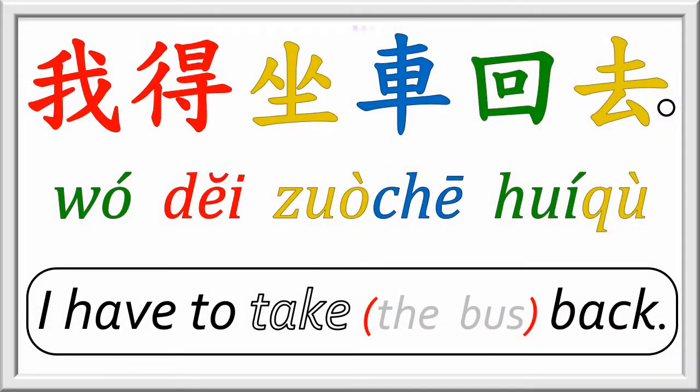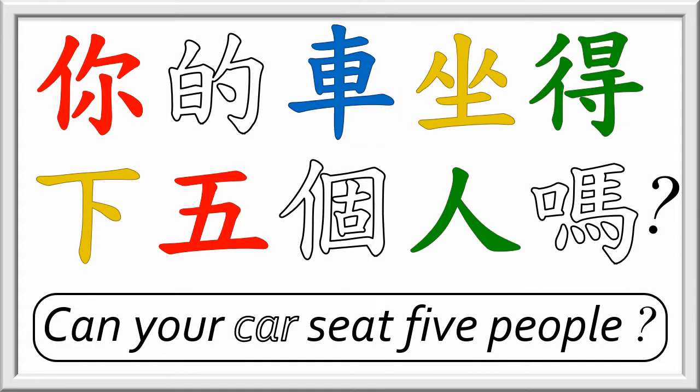In English, we take or ride a car, bus, or train. In Chinese, if you're not the driver, you simply sit in the vehicle. 坐车. 我得坐车回去. I have to take a bus or a train back. 你的车坐得下5个人吗? Can your car seat 5 people?